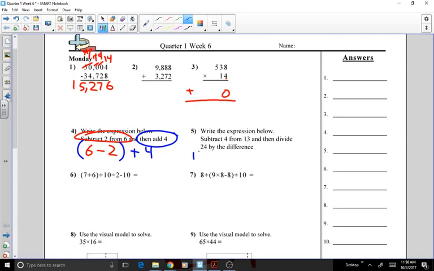13 minus 4. That's a difference. Then you're going to divide 24 by that difference, so it's going to jump in front of it. So don't think it's 13 minus 4 divided by 24. No. It's 24 divided by the difference of 13 minus 4. That one was confusing. That gave my last class a little trouble too. You can see why.